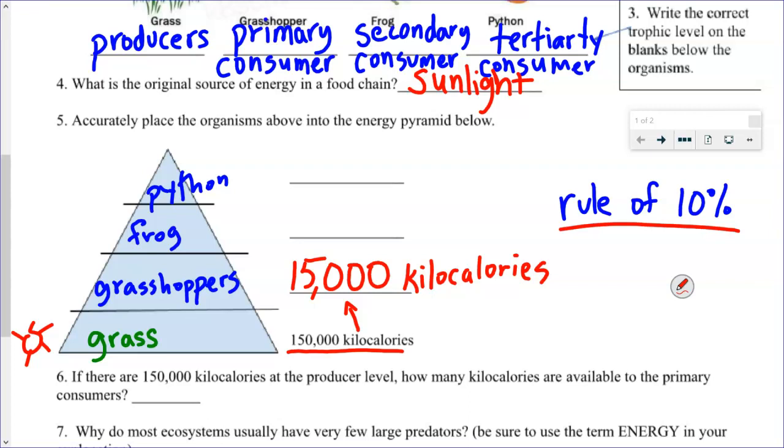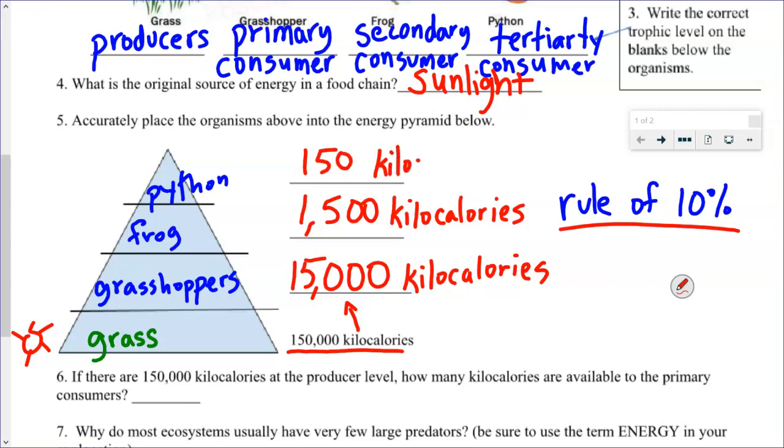Okay, we can write this down. So we're going to take off 1 0, right? We had 1, 2, 3 zeros on the grasshopper level. Now we're only going to get 2 zeros. And don't forget your units. And then finally, we can do the same thing for the python. And again, I'm going to take the easy route here, take off a 0, and there is how much is available to that python.